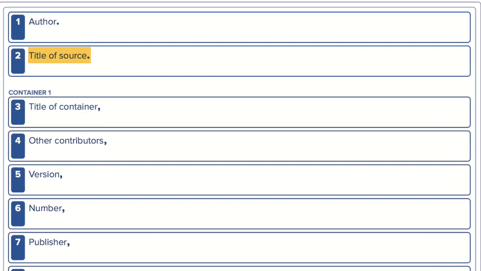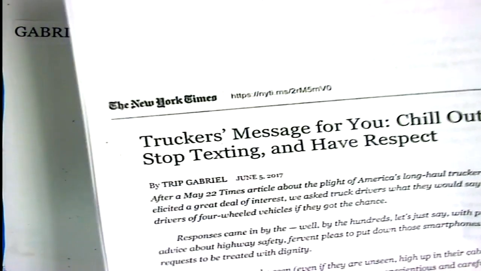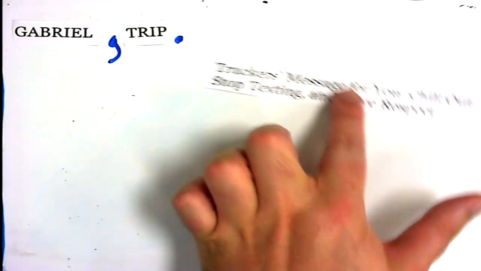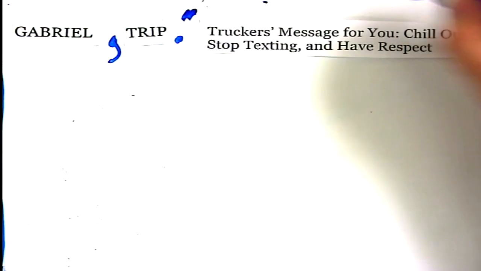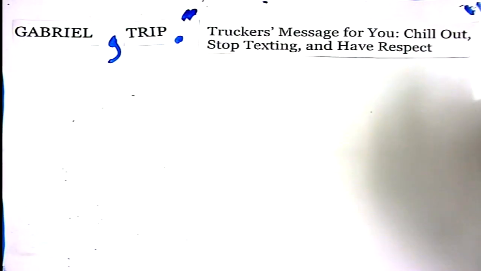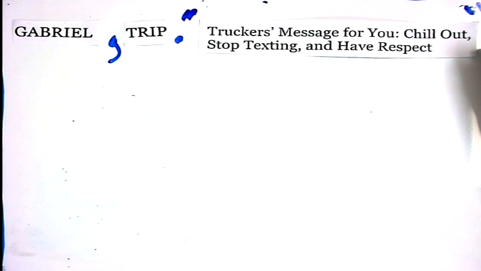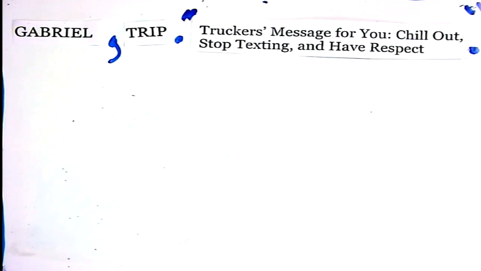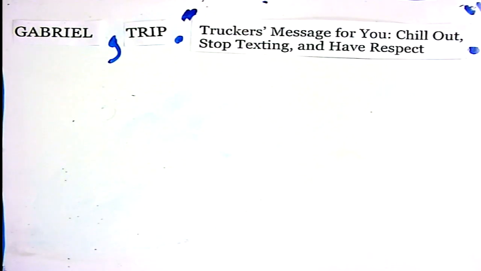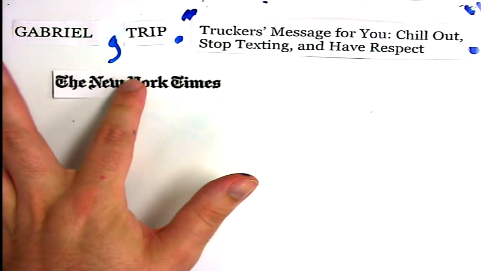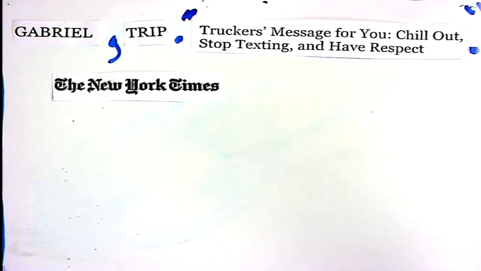read, which is Trucker's Message for You, chill out, stop texting, and have respect. So there we go right here. And then we put that in quotation marks as we've been doing all along. And then we put a period right there. Great. Now, make sure you don't put that in italics. The next thing is going to go in italics. And it's really fancy in Gothic letters because that's how I photocopied it.